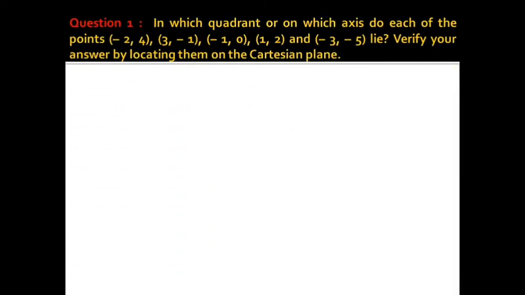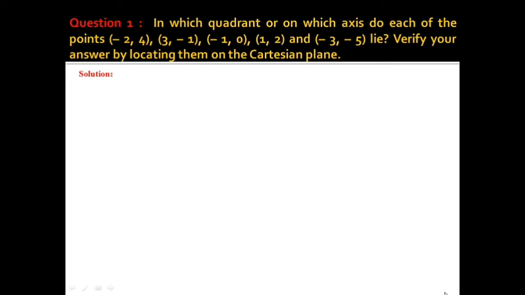Coordinate geometry part 5, exercise number 3.3. So the first question: in which quadrant or on which axis do each of the points, that is minus 2 comma 4, 3 comma minus 1, minus 1 comma 0, 1 comma 2 and minus 3 comma minus 5, lie? Verify your answer by locating them on the Cartesian plane.